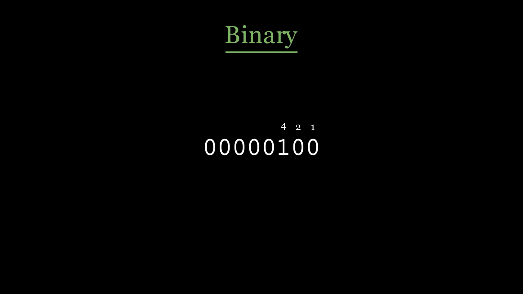We then have the fours place, the eights place, and so on. Each place has twice the value of the previous place. This also means that the values of these places are powers of the base of the number system. So 1 is 2 to the 0, 2 is 2 to the 1, 4 is 2 to the 2, 8 is 2 to the 3, and so on. In decimal, this system remains true, just with bases of 10, of course.